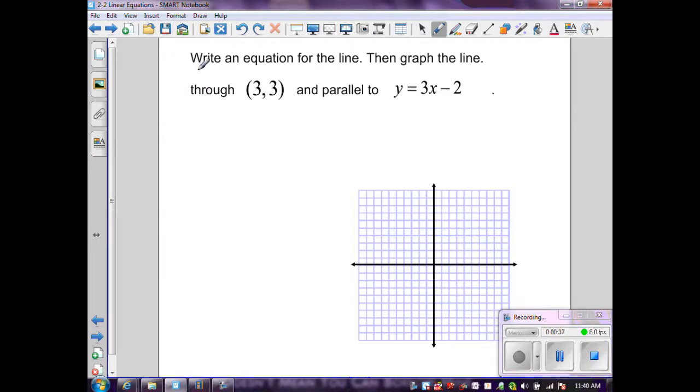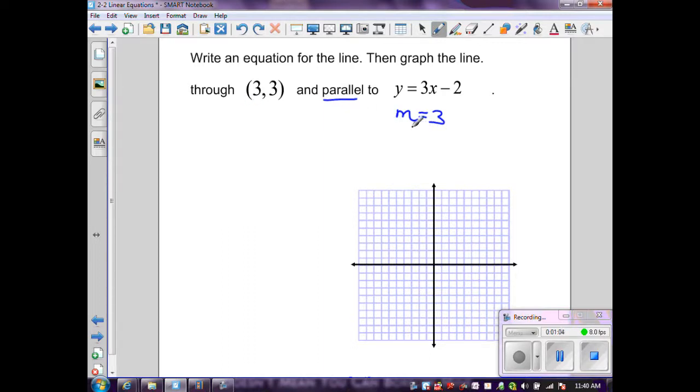So we want to write an equation of a line that passes through this point, but is parallel to this given equation. This equation is already solved for y, therefore I know the slope is 3. If I want a parallel line, I want to use the slope of 3. If it was a perpendicular line, I would want to find the reciprocal and then make this negative, so that would be a negative 1/3.